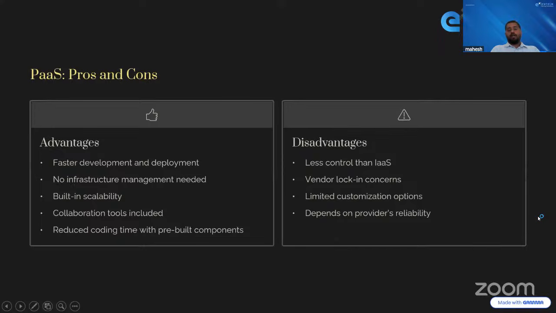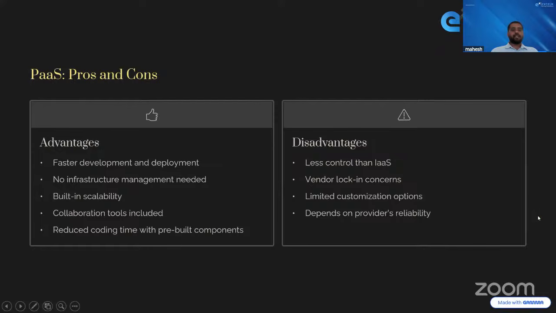So we can say that PaaS has some pros and cons as well. Like everywhere, we have two sides of a coin. In a similar fashion, we have these pros and cons, the advantages and the disadvantages. If I talk about the advantages: faster development and deployment, since the platforms have their own settings. Using those settings, we can deploy fast, but it will take a little time for provisioning the resources. No infrastructure management needed, because we are not managing any kind of infrastructure. That is what they have mentioned here.